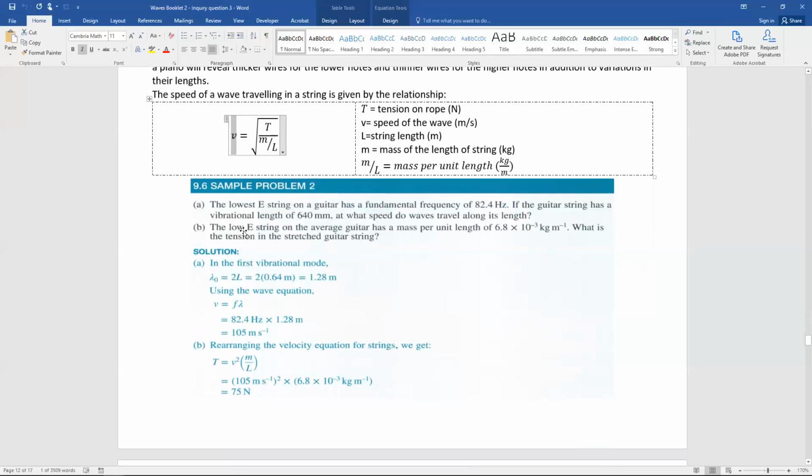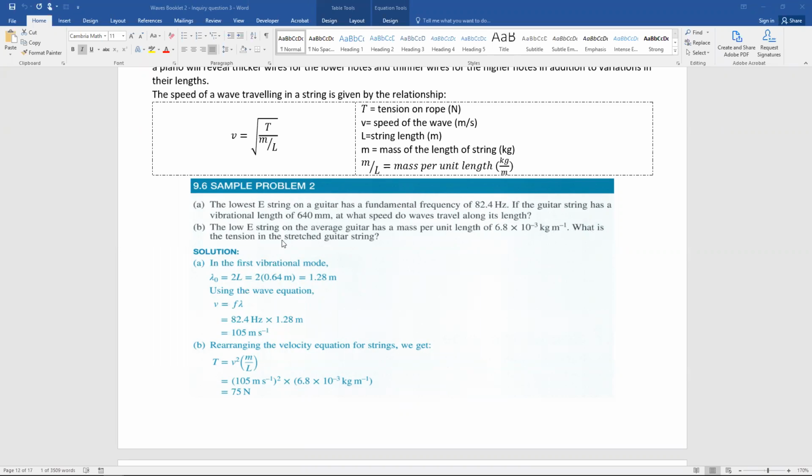The low E string on the average guitar has a mass per unit length of 6.8 times 10 to the power minus 3 kilograms per meter. So for every meter, there is 6.8 times 10 to the power negative 3 kilograms, which is 0.0068 kilograms, right? Let's have a look at that. Yeah, so it was 6.8 grams.